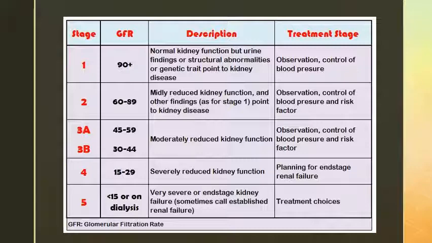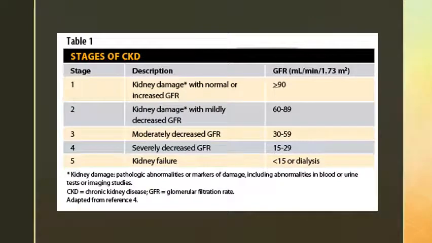So if you kind of take it in 15s, 15, 30, 60, 90, and then 120, it makes sense and you can kind of remember it. I don't expect you to break down 3A and 3B. If you just go from end-stage renal disease, severe, moderate, mild, and normal, you'll be just fine. And here is just another slide that kind of breaks it down. It is 5 stages of chronic kidney disease.